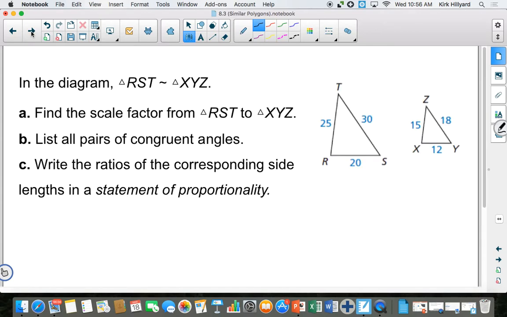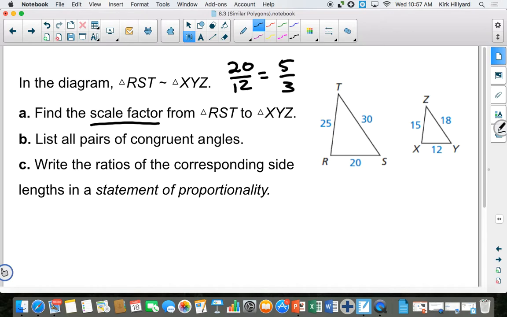So looking at this, in the diagram, they want you to find the scale factor from the two triangles. So that's basically like finding the ratio. So in this case, we could go 12 is to, well, they want RST, so RST is to XYZ. So my scale factor would be 20 over 12, which simplifies if you divide top and bottom by 4, 5/3. Okay, so 1 2/3 or 1.67, whatever you want to do there. So that would be my scale factor.